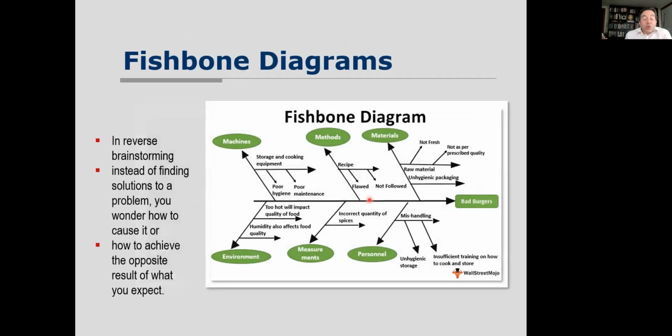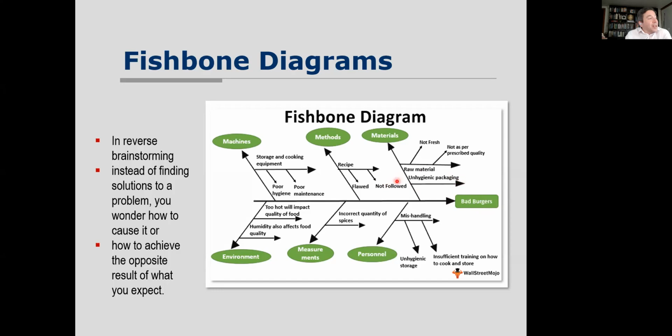So a powerful way to do brainstorming is a fishbone diagram or reverse brainstorming. So instead of finding the solution to a problem, you wonder how to cause the problem, or how to achieve the opposite result of what you expect. So let's say you want to create a company that creates excellent hamburgers. Well, you think about a fishbone diagram of what would result in bad hamburgers. So you can have materials, methods, machines, environment, measurements, personnel that create bad hamburgers.